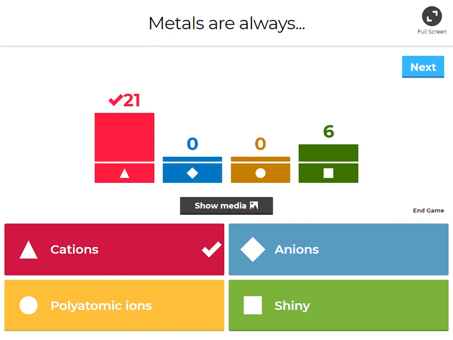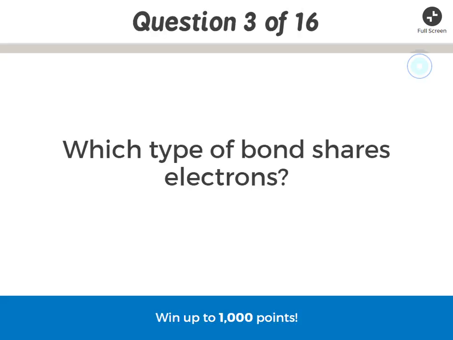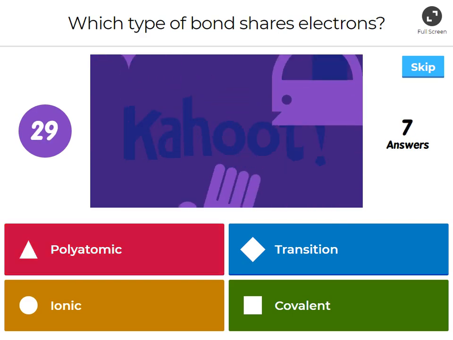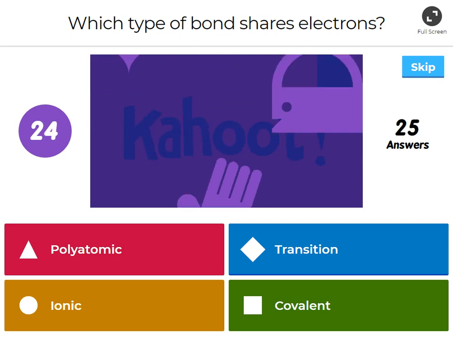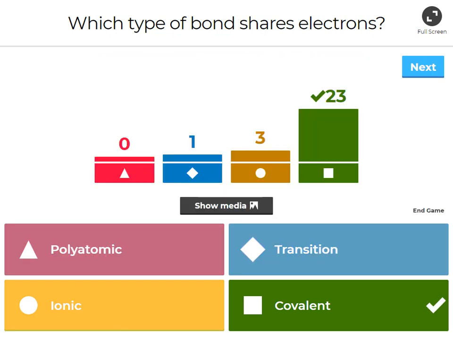Okay, so I will give credit for shiny: metallic bonds form shiny substances. Metals, maybe. But the better answer was that we were talking about ionic bonding, so it's talking about cation formation here. But I will go back and give credit, no worries. Which type of bond shares electrons? And there you go. There is no such thing as a transition bond, and there is no such thing as a polyatomic ion bond. But sharing is certainly a word we use for covalent, not for ionic.